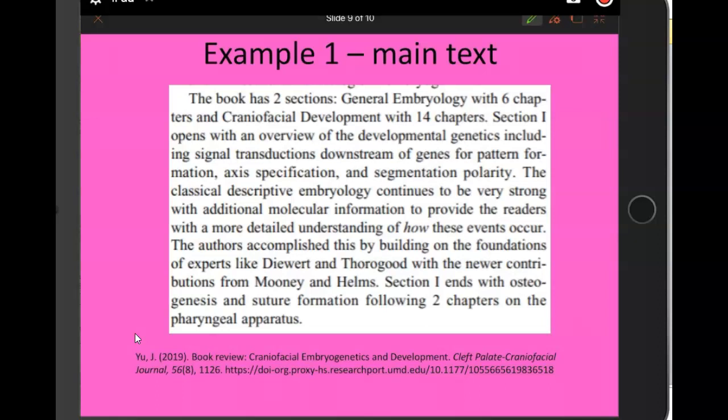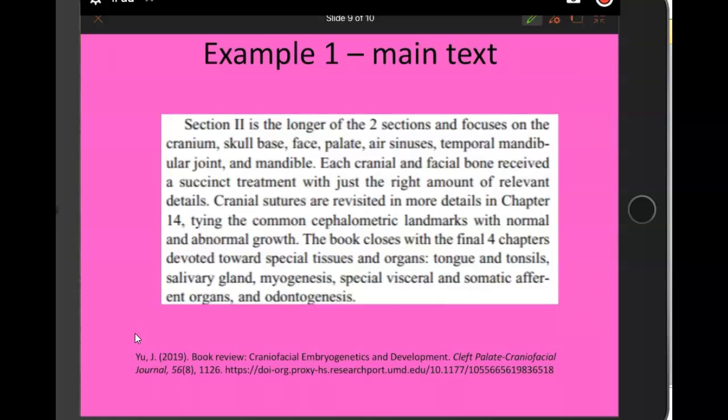Then the main text, there are 2 paragraphs, and there are two sections. Each of those 2 paragraphs for the main body is dedicated to each section. The book has 2 sections. Section 2 is the longer of the 2 sections, and focuses on this and this and this, and it gives all the examples of what it does. It doesn't provide too much detail. Again, it's a shorter book review, but it gives sufficient examples of what it's doing.